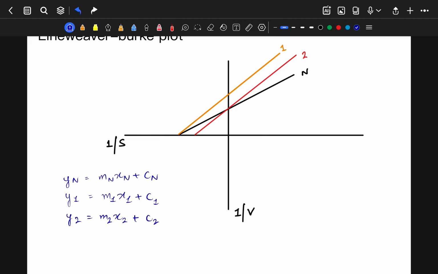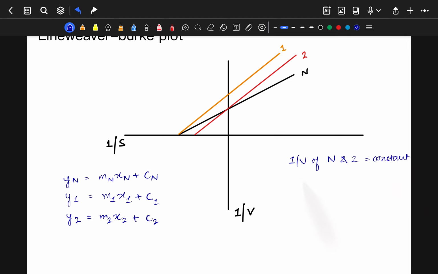Okay, we can see that c of n and c of the second line are the same. So their intercept is constant, they are intersecting at a common point on the y-axis. So 1 by v is constant. Let me write: 1 by v of the normal and second line is constant.